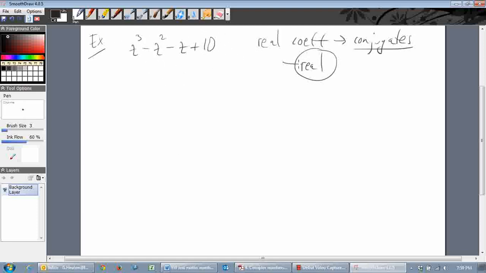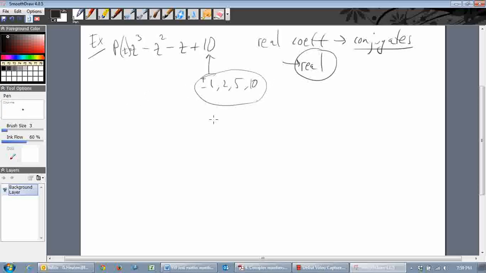So let's try and find that real root. Looking at this 10, whatever this root is, it's got to be a factor of 10. So it's either going to be 1, 2, 5, or 10, and that might be any of these plus or minus. They're the numbers that we need to search for. Let's call this polynomial P(z). P(z) is equal to that.